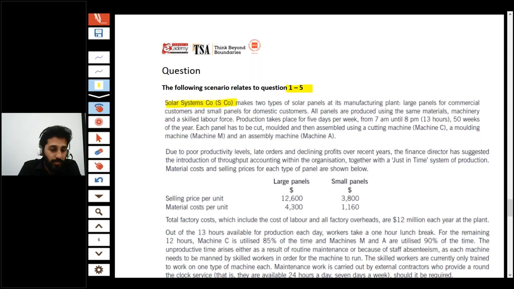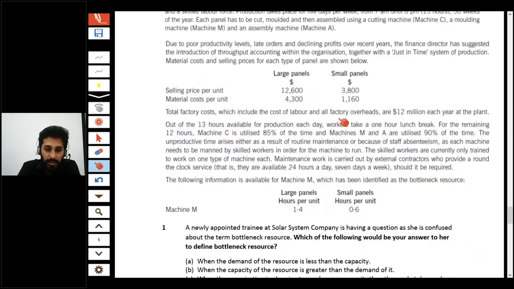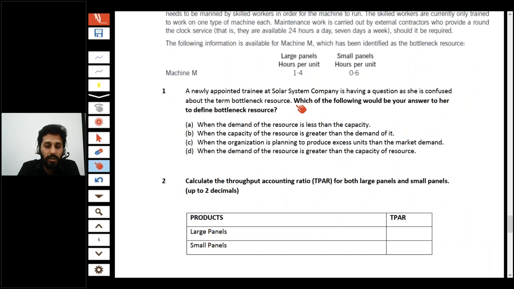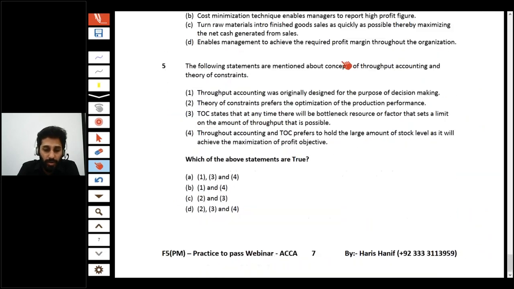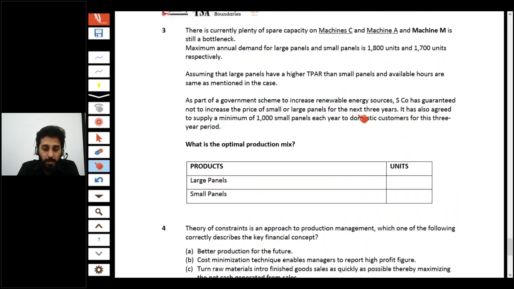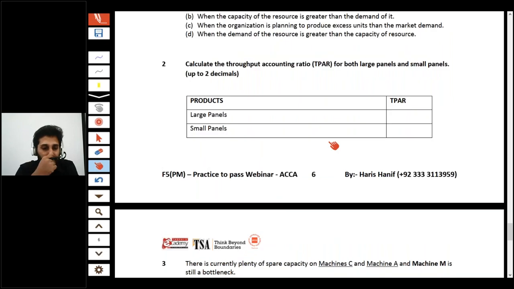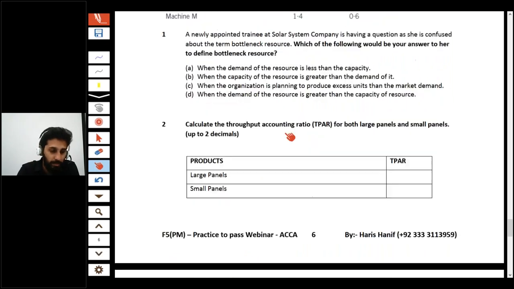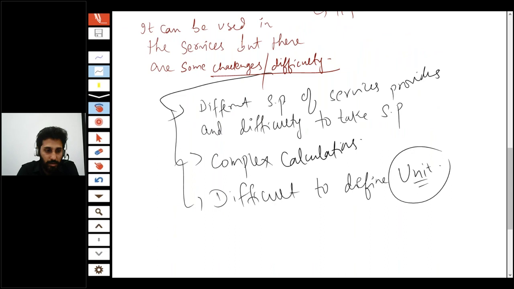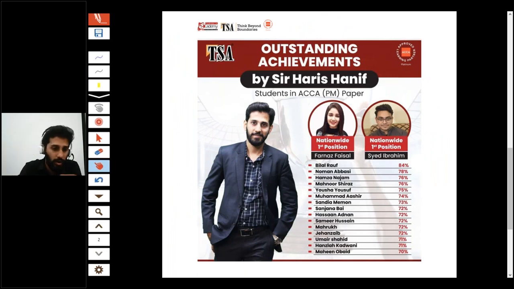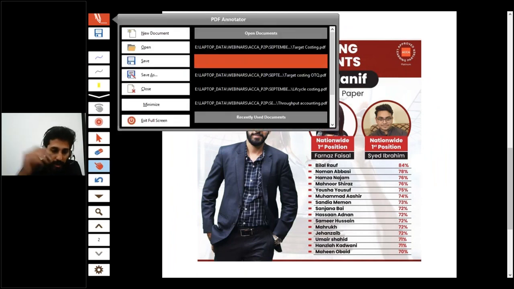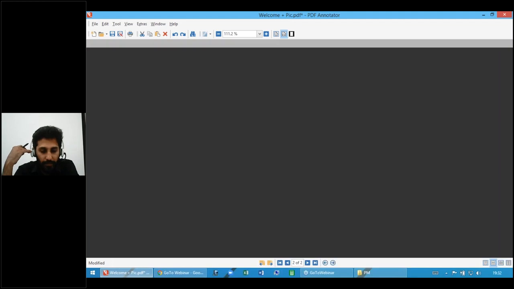That's a Solar System, and this is the case study, right? And I am telling you that these are the questions which are based on the theory of constraints and throughput accounting, right? So I need to use this blank sheet for it. I think I should close all these other slides.